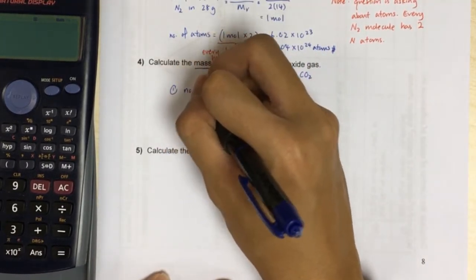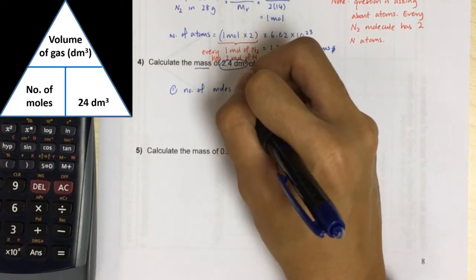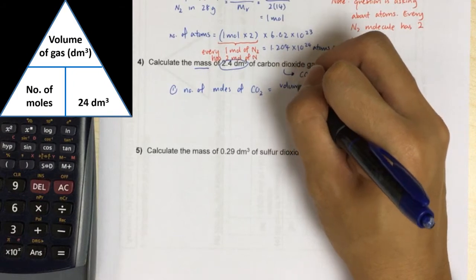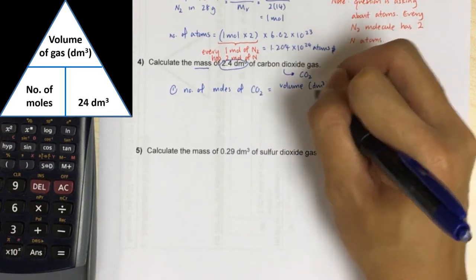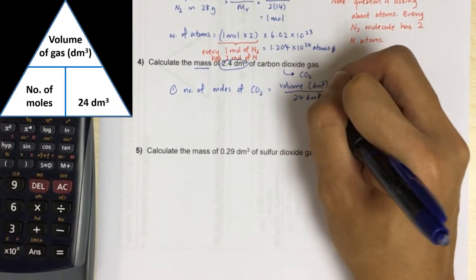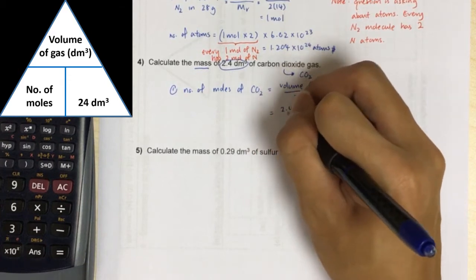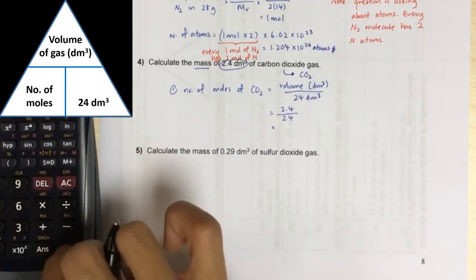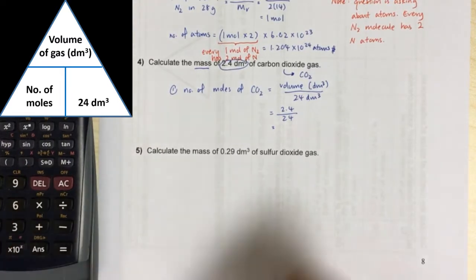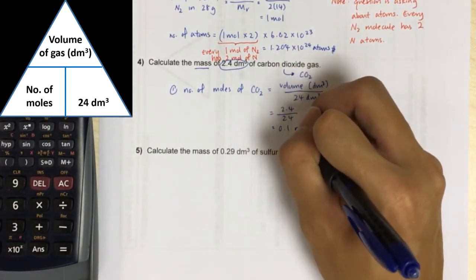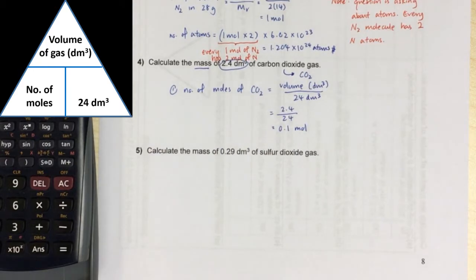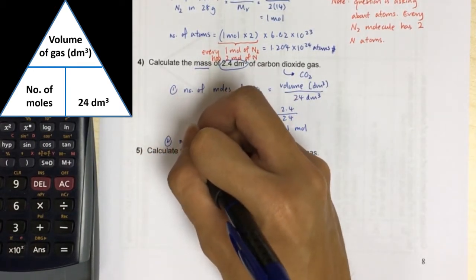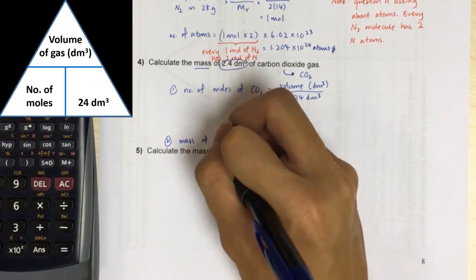So the formula triangle is as shown over here. The number of moles of carbon dioxide is equivalent to the volume divided by 24 dm³, which is the molar volume, and that will give us a value of 0.1 mole. Using this value of 0.1 mole, we can then calculate the mass of the carbon dioxide gas by applying the triangle formula as shown over here.